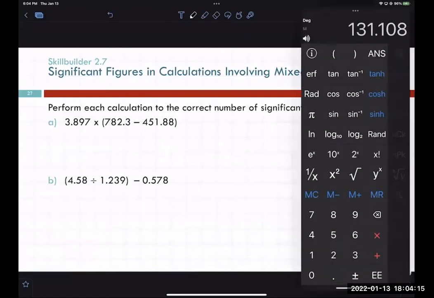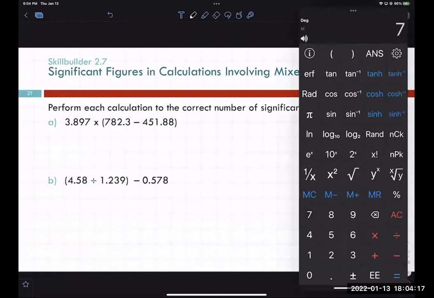So if we do this with the parentheses first, 782.3 minus 451.88, we'll get 330.42. This is our intermediate answer. We did subtraction, so we're going to keep the smallest number of decimal places. So we would end up with these as our significant figures. Always do the parentheses first and then the significant digit.